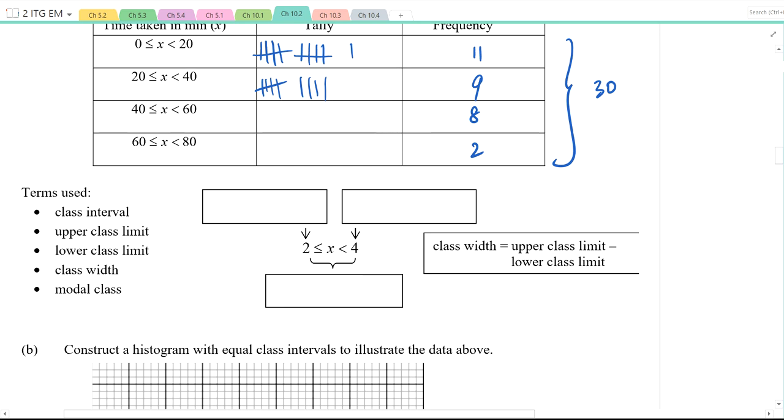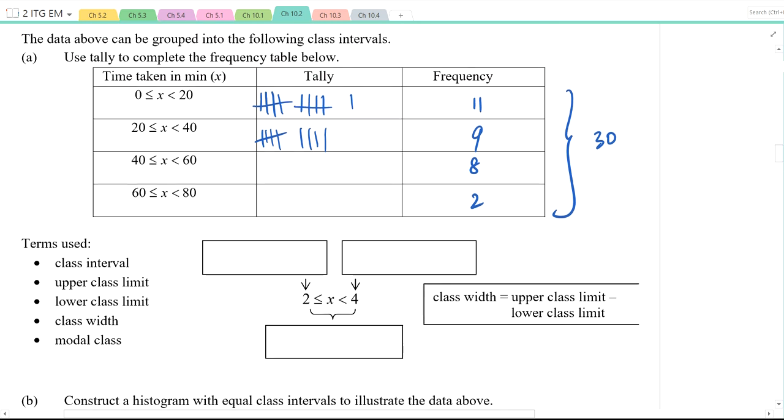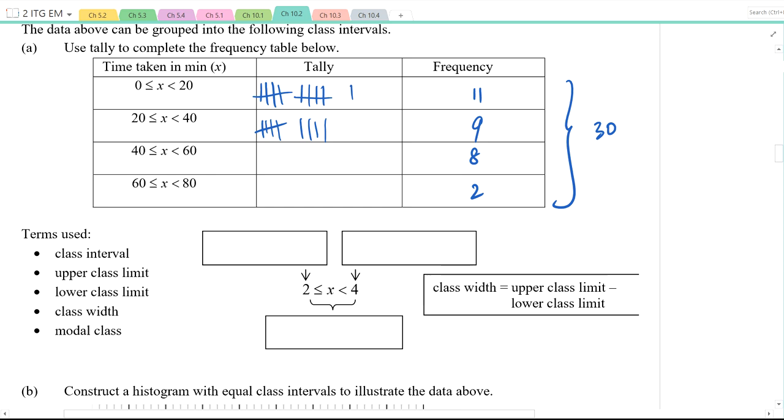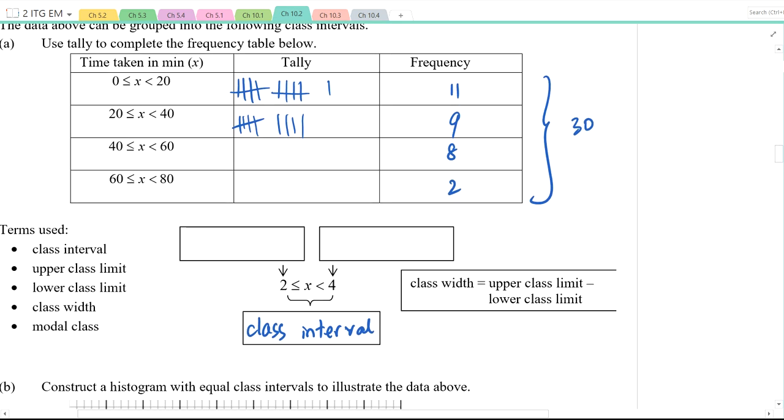These are some of the terms used for the class interval. The class interval is from, for example, greater than or equal to 2 but less than 4. This is known as our class interval. Then we've got the lower class limit and the upper class limit. Then our class width is the upper class limit minus the lower class limit.